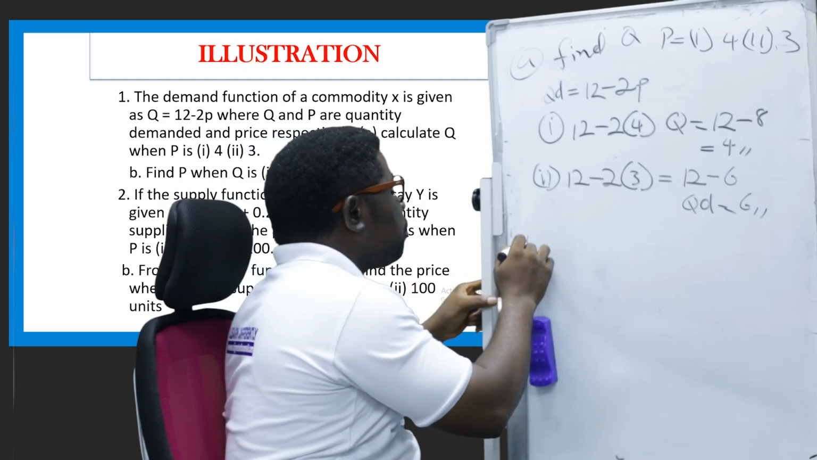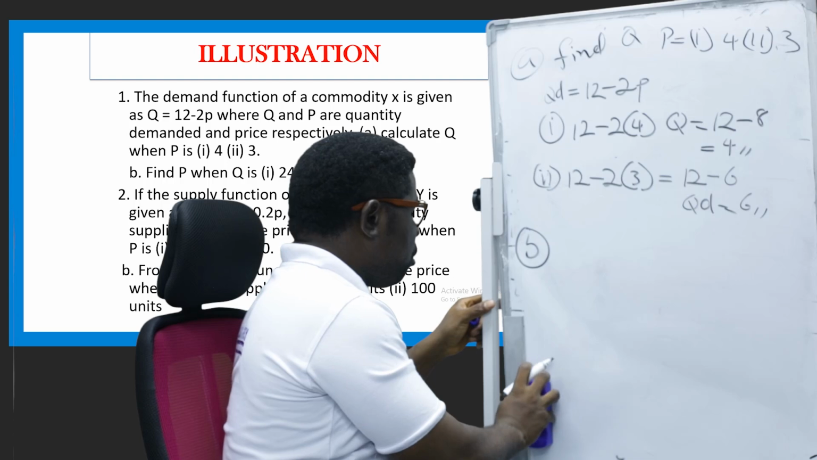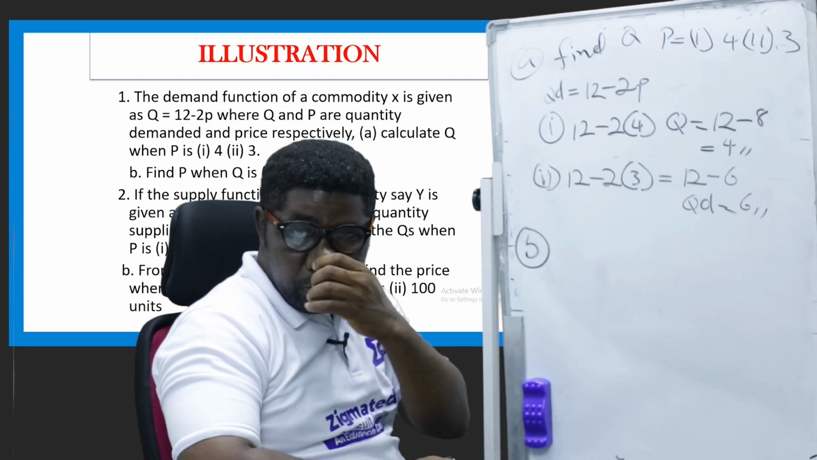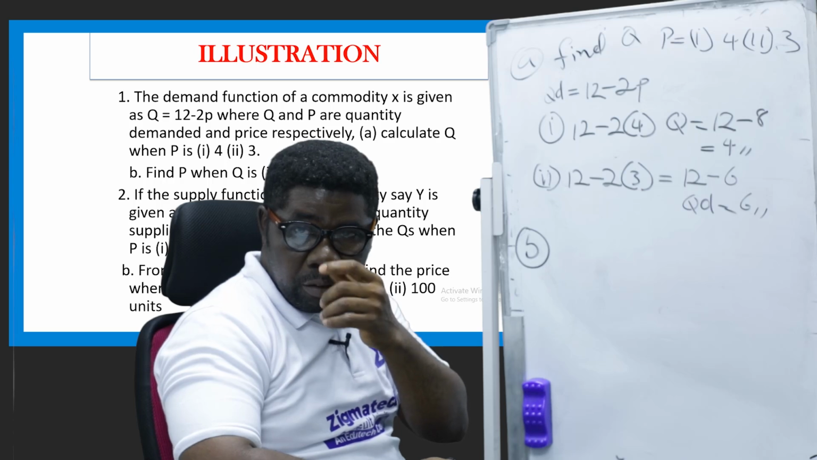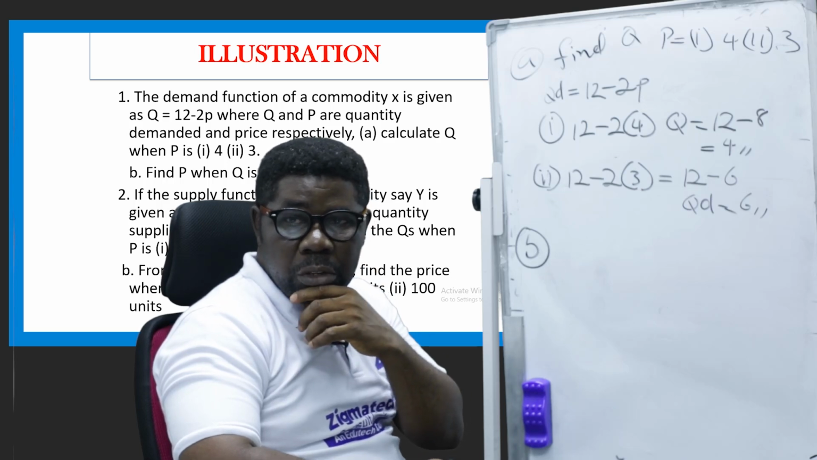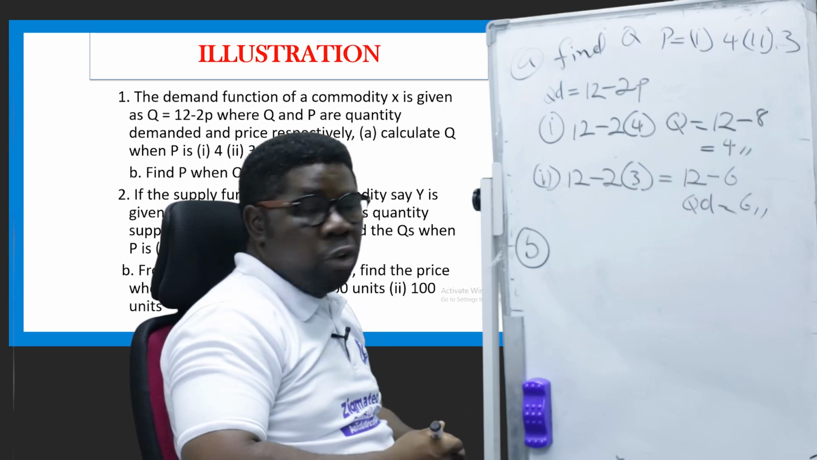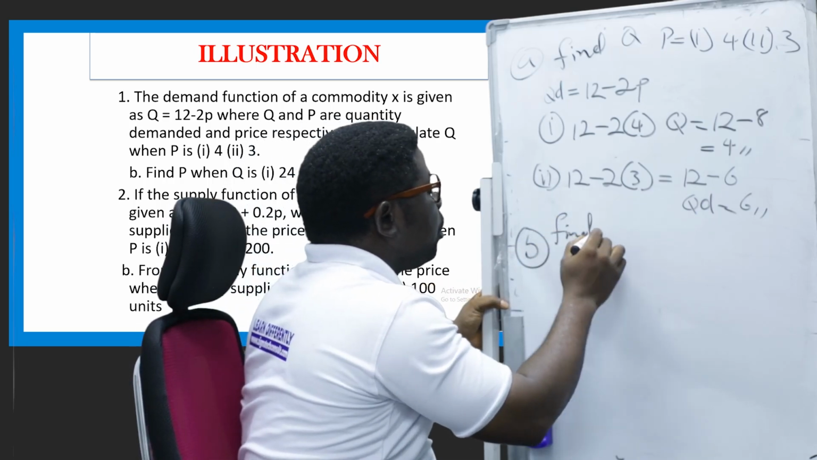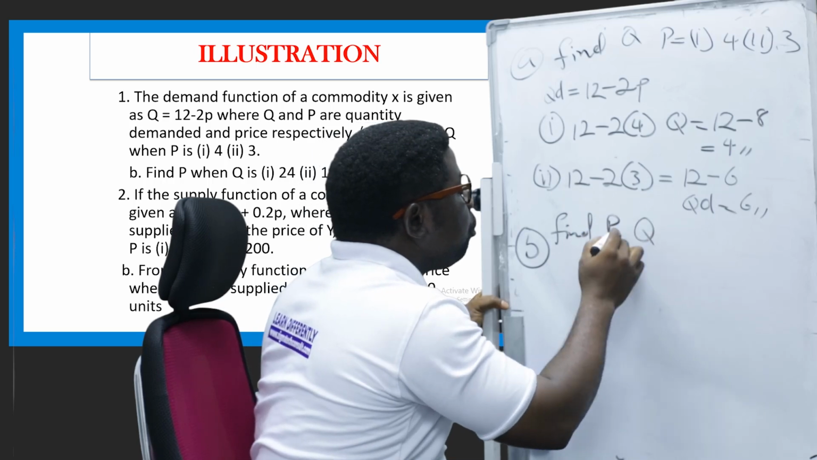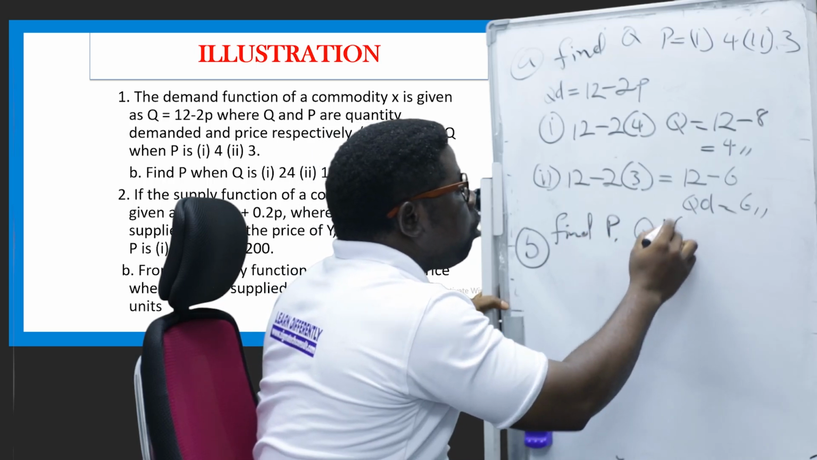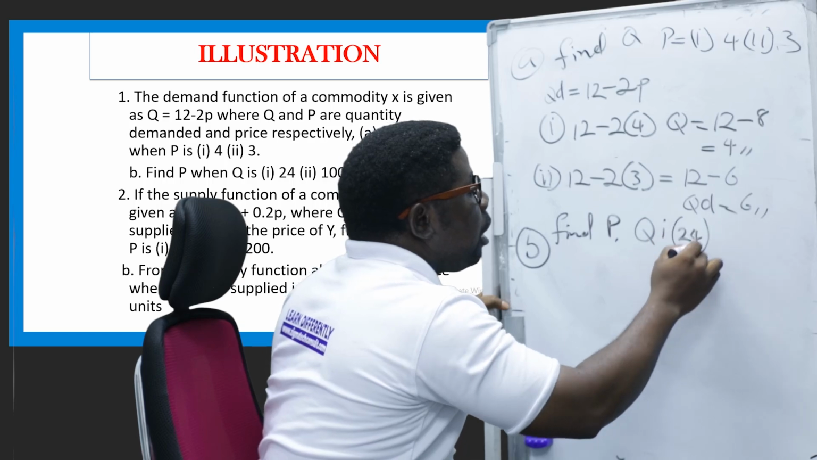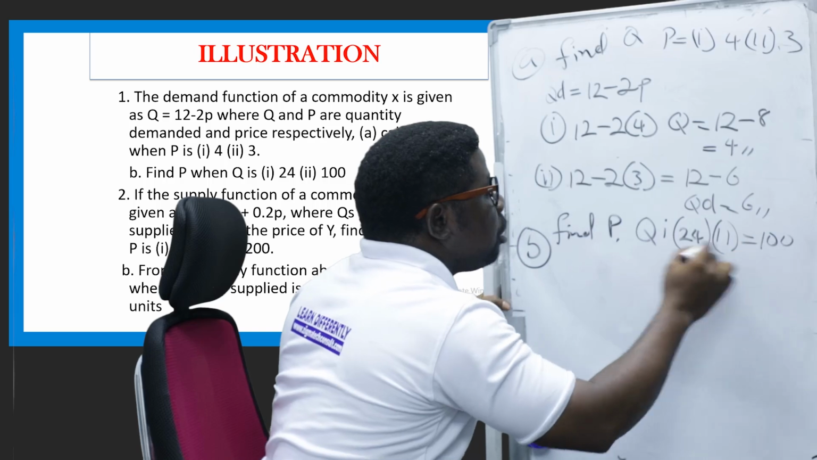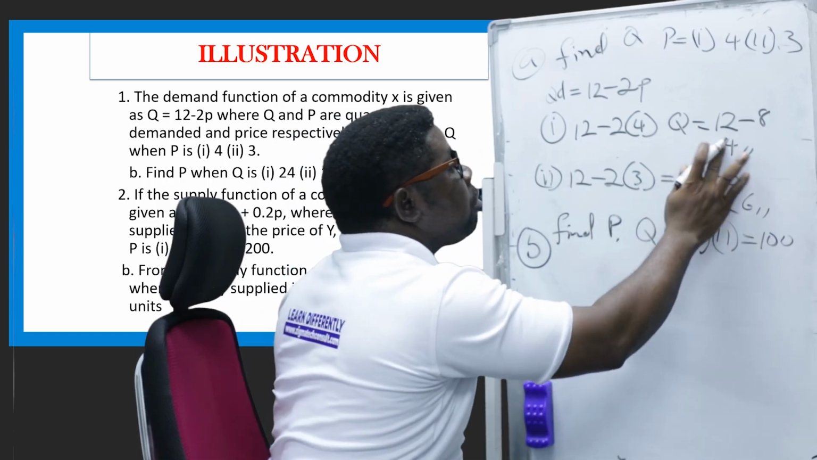Then for B, find P when Q is 24 and 100. So you say find P if I is Q equals 24 and II is Q equals 100. These ones are in units, so this one should have prices, sorry.